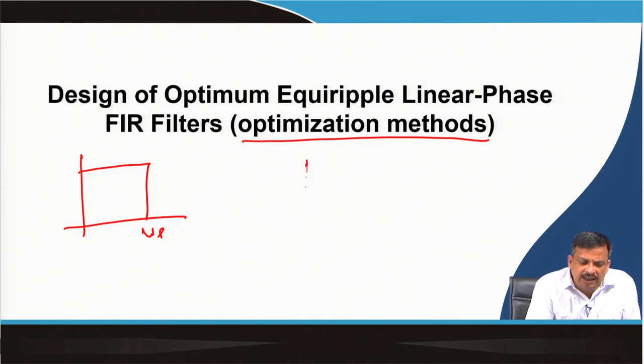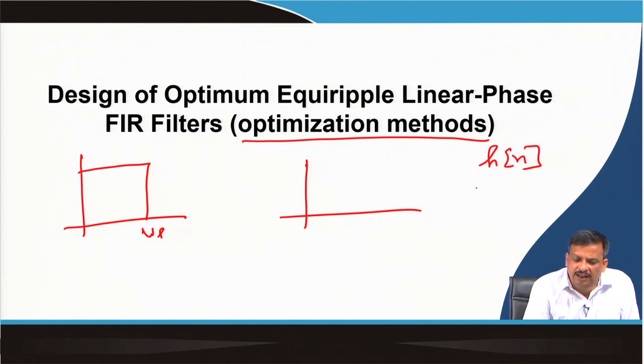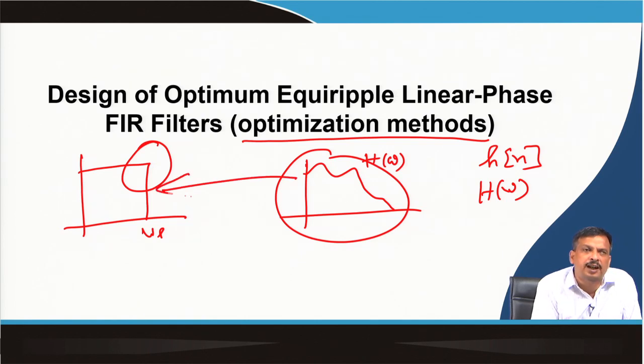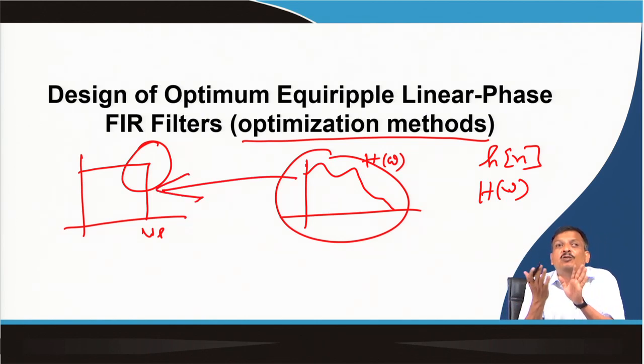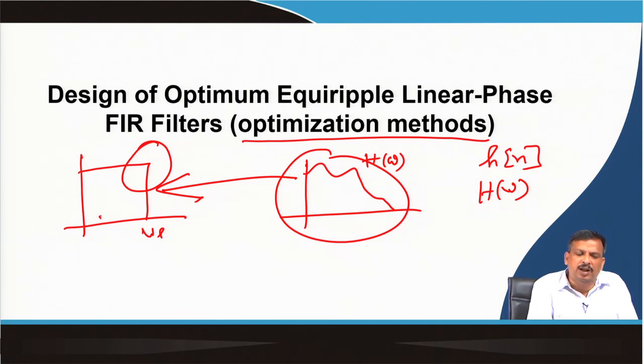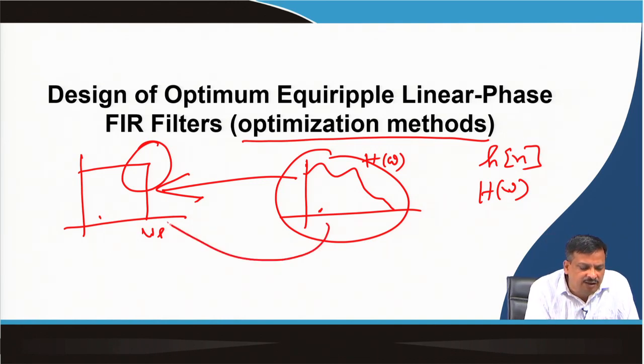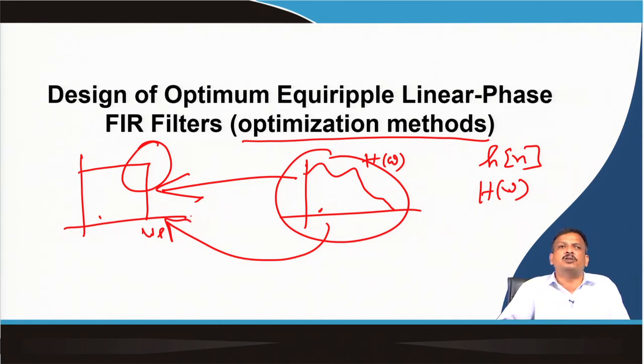Now, then I have designed a filter. Let us say I have designed an h[n], and I calculate H of omega. So, I get the designed H of omega. Now, what I want to know is how close the designed frequency response is to the desired frequency response. The difference between the two is the error of my design. So, I have to optimize the error to get it as close as possible to the desired frequency response. That is the main motto of these methods.